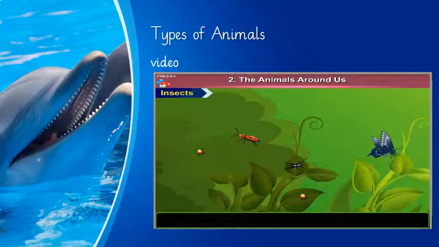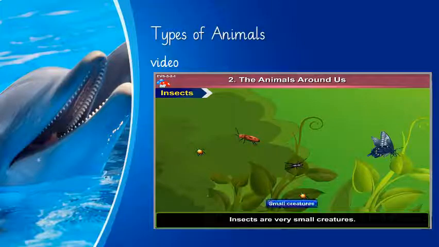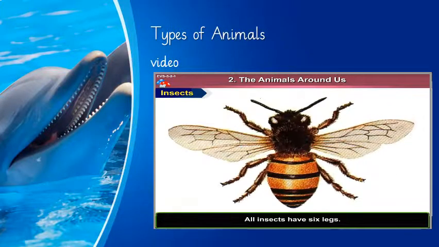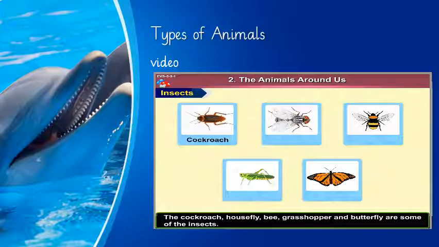3. Insects. Insects are very small creatures. All insects have 6 legs. They usually have 2 pairs of wings. The cockroach, housefly, bee, grasshopper, and butterfly are some of the insects.